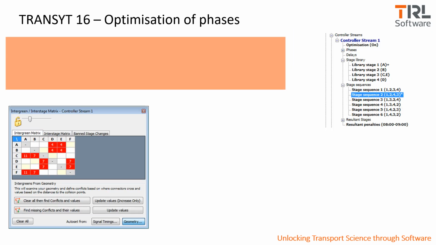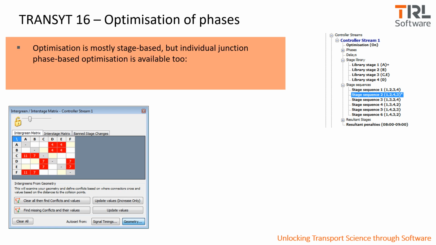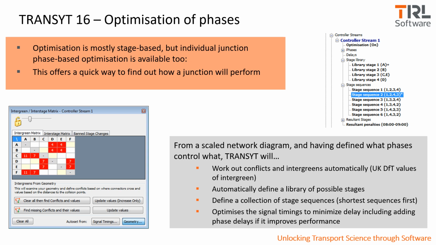Moving on, let's look at the optimization of phases now in Transit. What we have here is optimization is mostly stage-based in Transit, but individual junction phase-based optimization is available too. No, it's not for the whole network, it's for each individual junction. This offers a quick way to find out how a junction will perform, and you need very little information. You need to specify obviously your network, scale the network diagram, and from that Transit will work out conflicts and intergreens automatically for you using UK DfT values of intergreen.